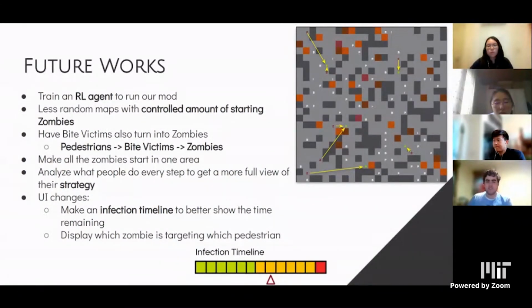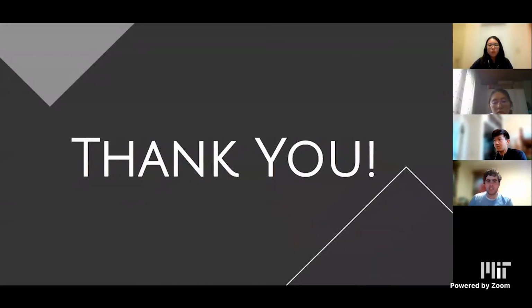And last, we want to display which zombie is targeting which pedestrian using arrows, which you can see in the top right. There will be an arrow from the zombie to the nearest pedestrian. This is just for the convenience of the player so that they can see which zombie is targeting which pedestrian. They don't have to do the calculation of distance in their head, and they'll be able to see exactly which zombie they need to squish to save a pedestrian. And that could really change the data.